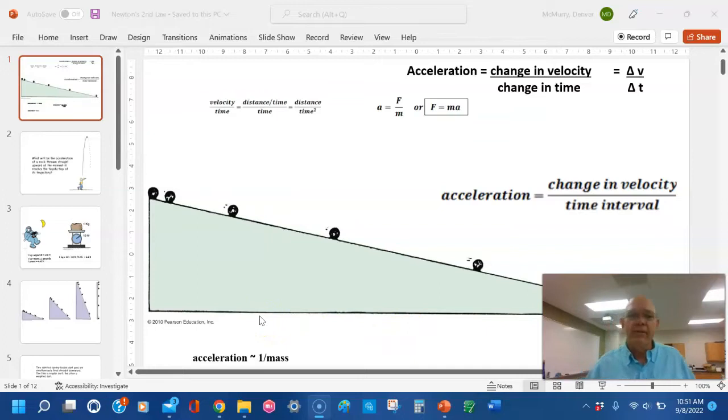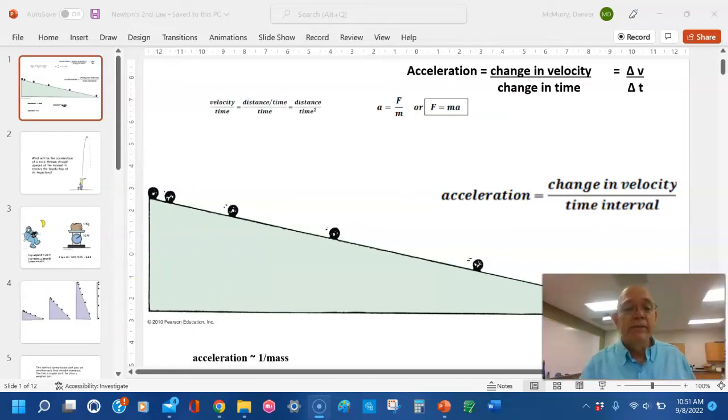Gravity accelerates things, it turns out, at 9.8 meters per second squared. Now, to make it easier, we're just going to round that off to say 10. So, 10 meters per second squared. It's practically the same thing, and it makes the math a lot easier.